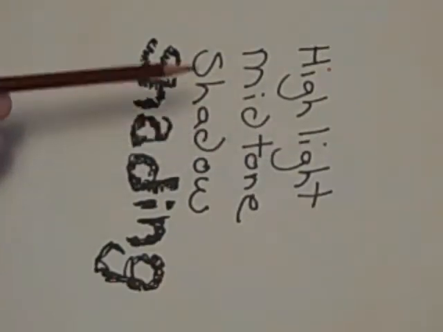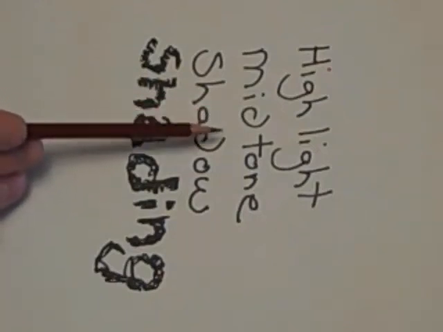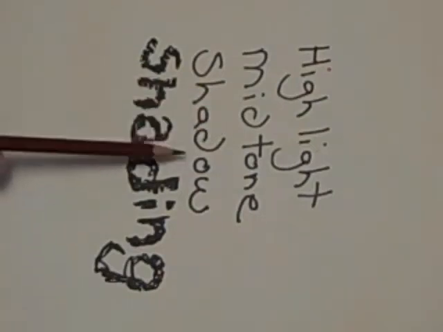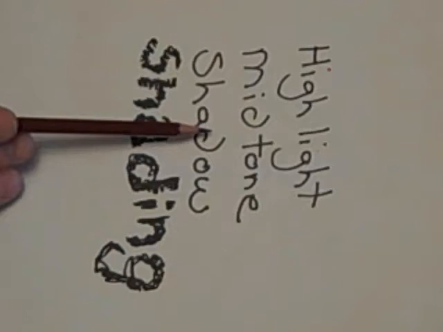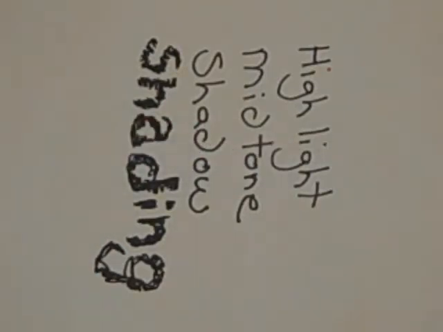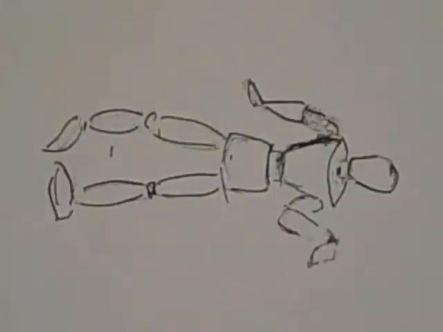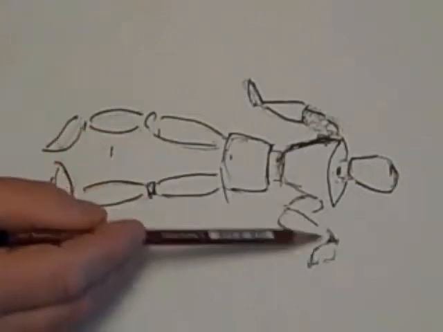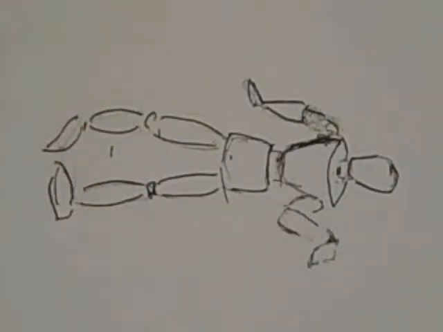All three values are in every three-dimensional object. And by shading, we can make things look three-dimensional by including a highlight, midtone, and shadow. We just recently finished drawing the mannequin, and today we're going to put a highlight, midtone, and shadow on every single part of the mannequin because the mannequin is a 3D figure.